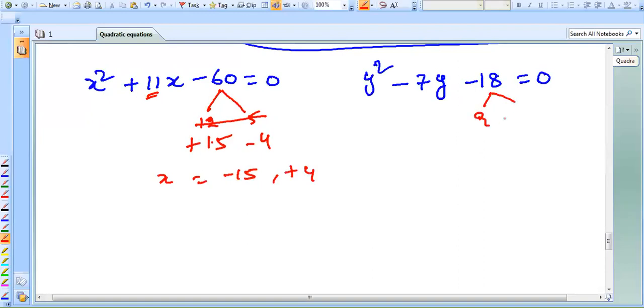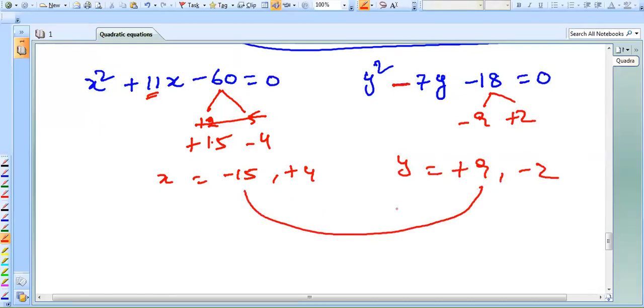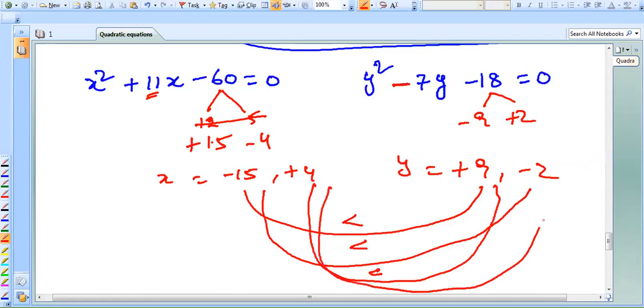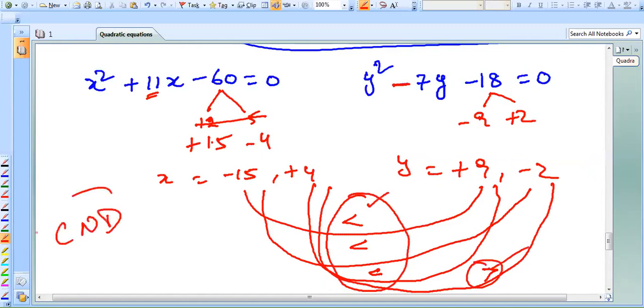So here 9 2s are 18. Minus 9 plus 2. Why am I writing minus 9 plus 2? Because minus 7 we require. So minus 9 plus 2. Y value plus 9 minus 2. Negative positive always cannot be determined. Minus 15. Is it less or not? Yes, less. But 4 is greater. That means 1 time less, and 1 time greater. Once you get less than and greater than, then answer is cannot be determined.